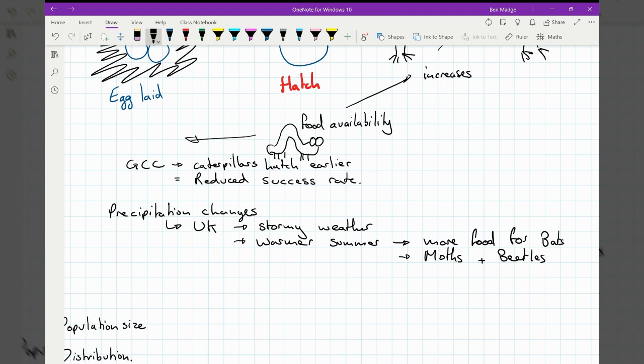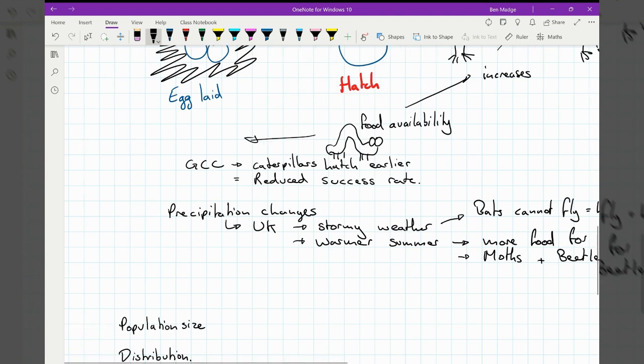But they can't feed because the stormy weather means that bats cannot fly, and probably the beetles and moths cannot fly either. So they go hungry. They cannot make up the body mass required to survive a winter of hibernation, and therefore you see a population decline. Okay, so that's a bit of interdependence really as well.